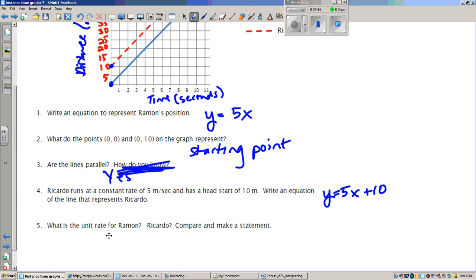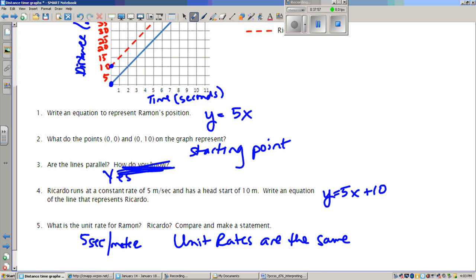We already talked about this, but go ahead and fill that in. What is the unit rate for Ramon? Unit rate is 5 meters per second. Same with Ricardo. So we'll say the unit rates are the same.